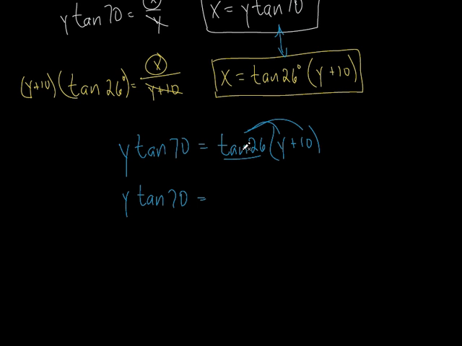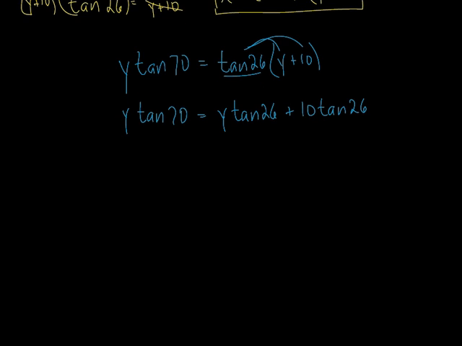So let's do this. Tangent of 26 times y. I'm going to write it like this. Y times the tangent of 26. It's the same thing, but we usually put the number out in front of the tangent. Plus the tangent of 26 times 10. Now again, the same thing. I put the 10 out in front, and I put the tangent of 26. Alright? So far, so good.